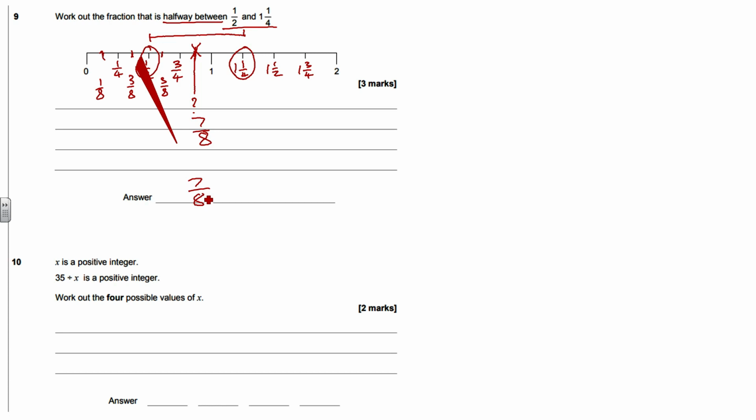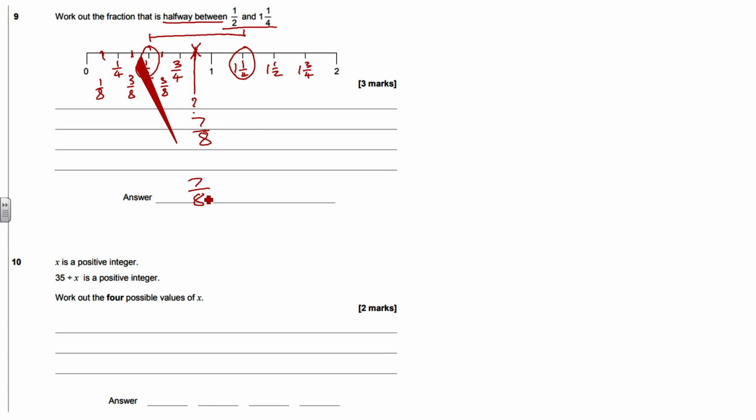Question 10. A ridiculously strange question, this. X is a positive integer. For those that don't know, a positive integer is just a positive whole number. So like 27, 3, 14, all positive integers. It then says 35 divided by x. I know it looks a bit like a plus, but it's 35 divided by x is a positive integer. Work out 4 possible values of x.